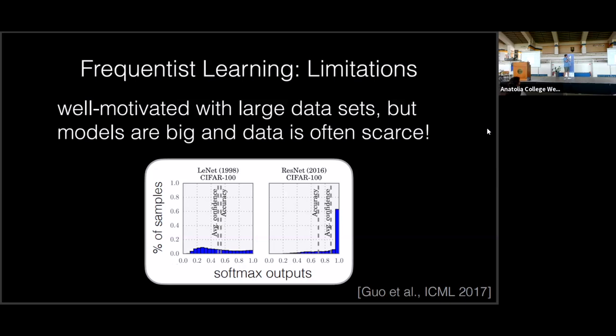So we see a lot of the softmax outputs are near one. And if you average over all the softmax outputs, you see that the average confidence is actually much higher than the accuracy, right? So this tells you that you couldn't just read off the softmax outputs because you would be getting an overconfident estimate of how good you'll actually be. And so we can't just use this naive frequentist paradigm to do uncertainty quantification.